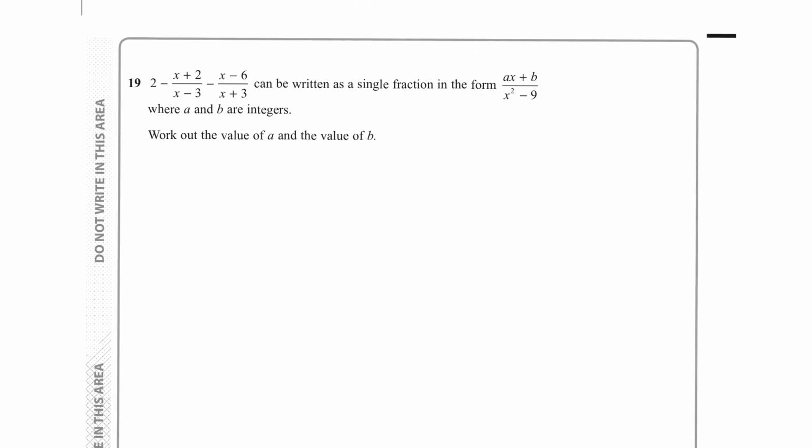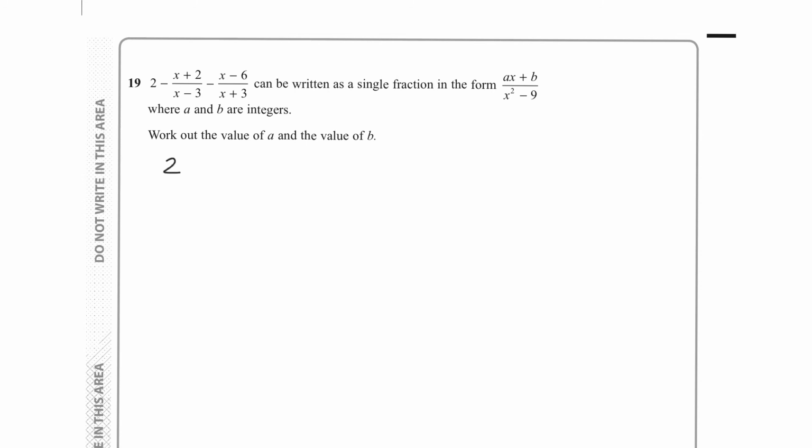Okay, so question 19, we basically got this algebraic fraction again, but in this case it wants us to write it as the single fraction ax plus b over x squared minus 9, and by doing that we would work out the answers of a and b. So let's do this bit by bit. In this scenario, you want to make sure that they all have the same denominator. So we're going to multiply all the fractions by x minus 3 and x plus 3.